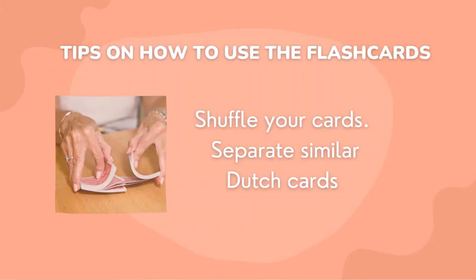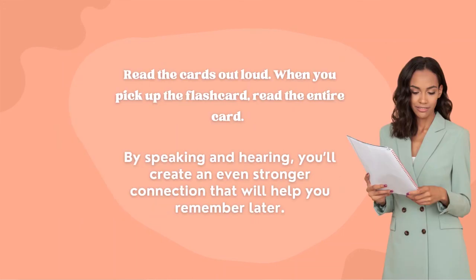Alright, tips on how to use the flashcards. What you're going to do is, of course, cut them out from the PDF and shuffle your little cards. And if words are very similar, then maybe separate them from each other, so that you don't get confused yourself. Then another tip is read the cards out loud. So when you pick up the flashcard, read the entire card. By speaking and hearing, you'll create an even stronger connection that will help you to remember it later.